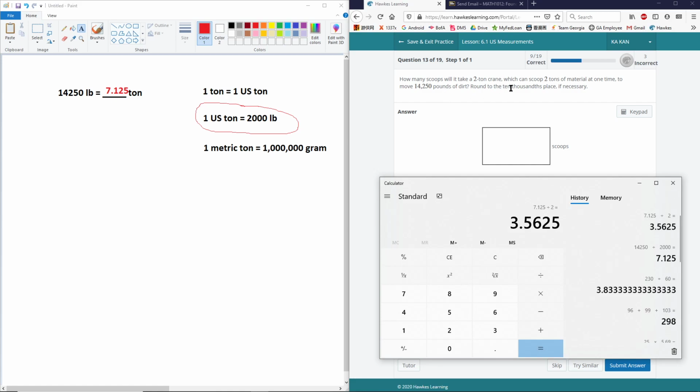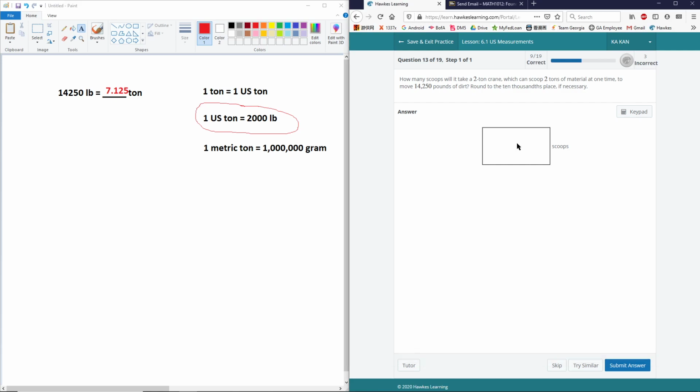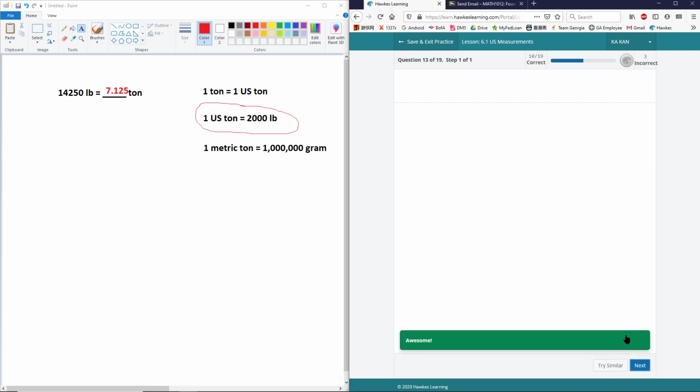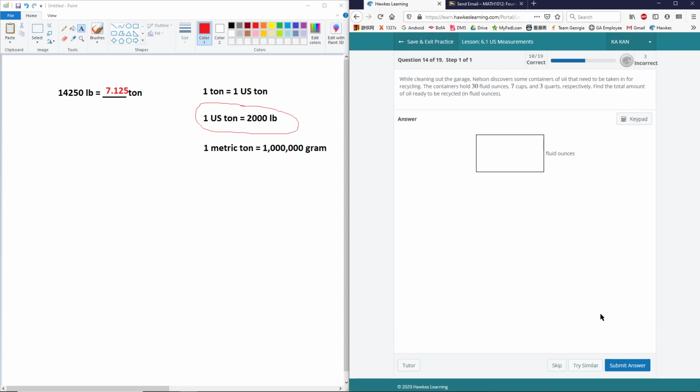And they want you to round to 10,000 places, which is kind of stupid, right? Because you cannot do half a scoop. But it doesn't matter. Just give them what they want. Ten thousandths place means 4 decimal places, which is exactly what we have. So 3.5625. I can actually copy that right here and paste it. Very nice.